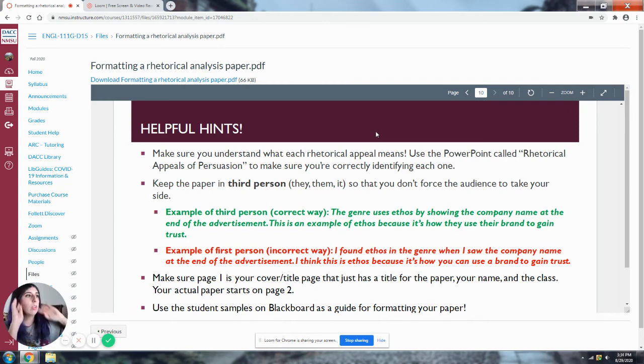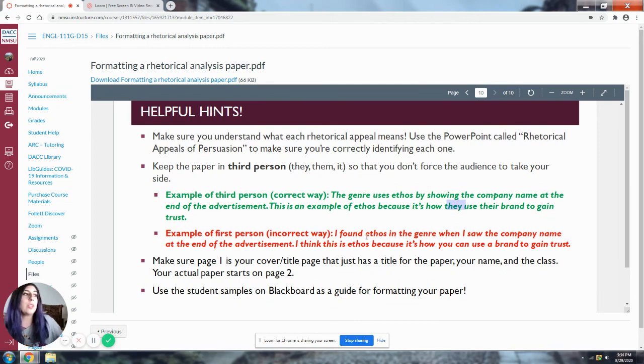Again, example of third person: the genre uses ethos by showing the company name at the end of the advertisement. Okay, why? This is an example of ethos because it's how they use their brand to gain trust. They. Example of first person, which is incorrect: I found ethos in the genre when I saw the company name at the end. I think this is ethos. It's a quick fix, but just make sure you're keeping it at third.